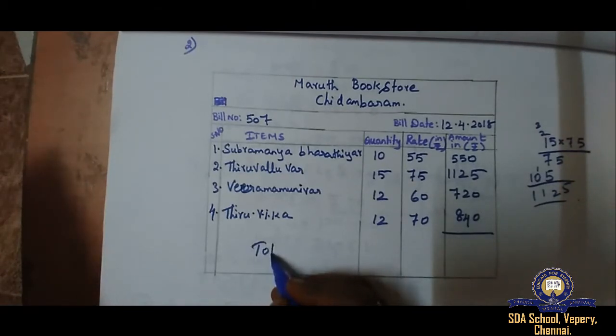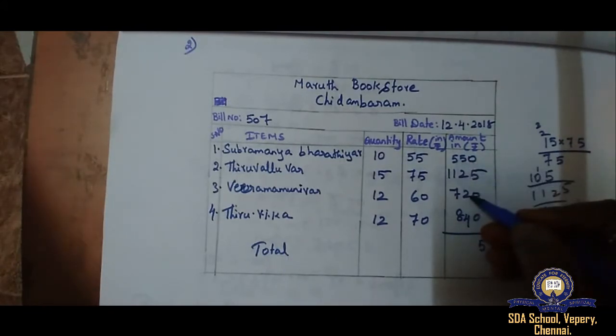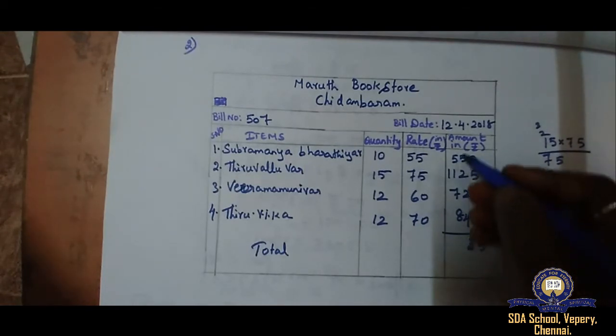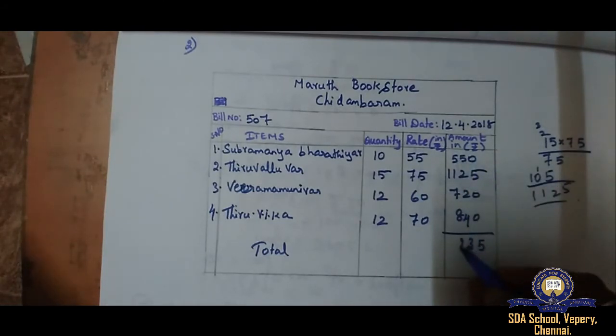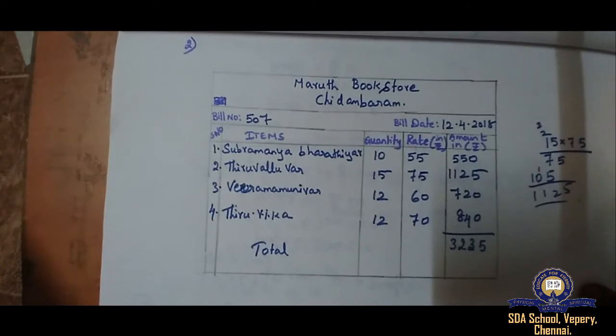So we can add. Here the total will come. If you add 5, 5 plus 2, 7, 7 plus 2, 9, 9 plus 4, 13, 3, carry over 1, 5 plus 1, 6, 7, 7, 7, 14, 14 plus 8, 22, 2 carry over 2. So the answer is 3,235. This is how you have to prepare a bill for the question.